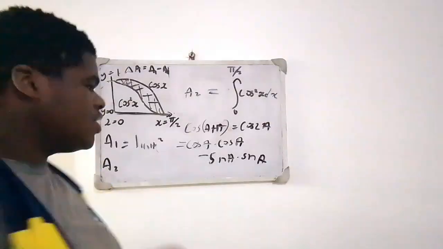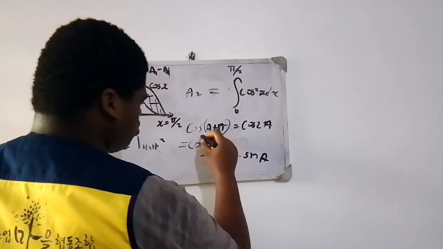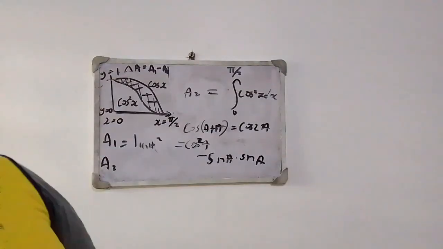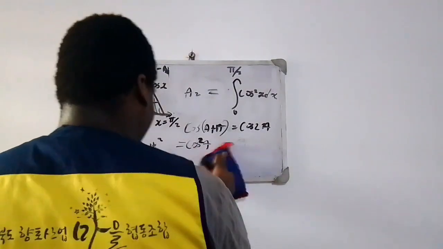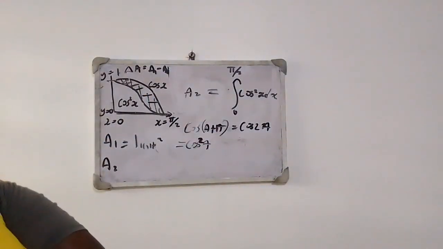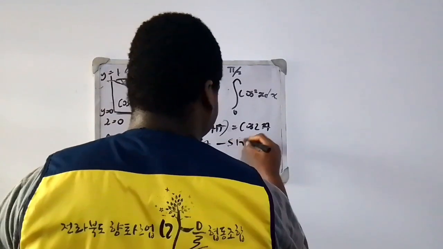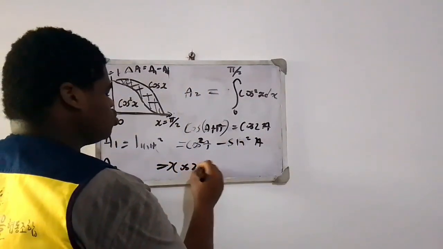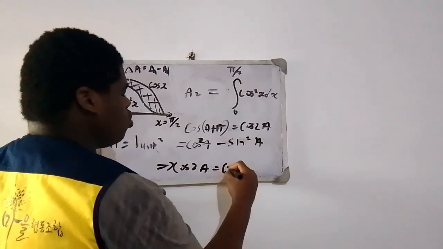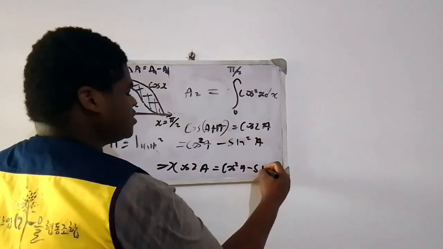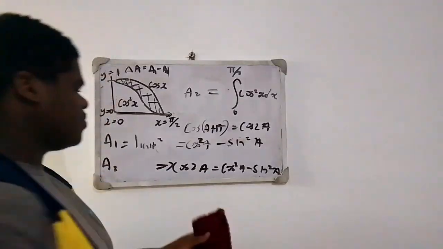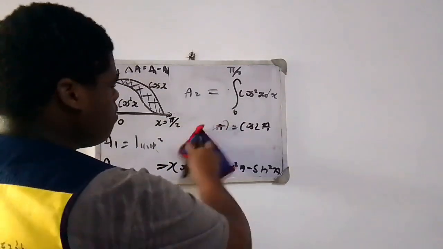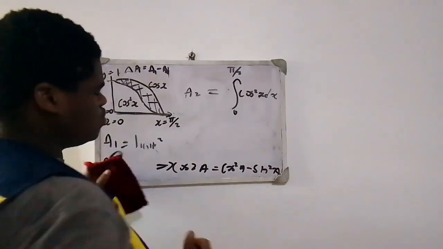Cos a times cos a is equal to cos square a, and negative sin a times sin a is equal to negative sin square a. So what this means is that cos 2a is equal to cos square a minus sin square a. This is the identity we are going to use to solve this. Before we use it, let's simplify it a little.